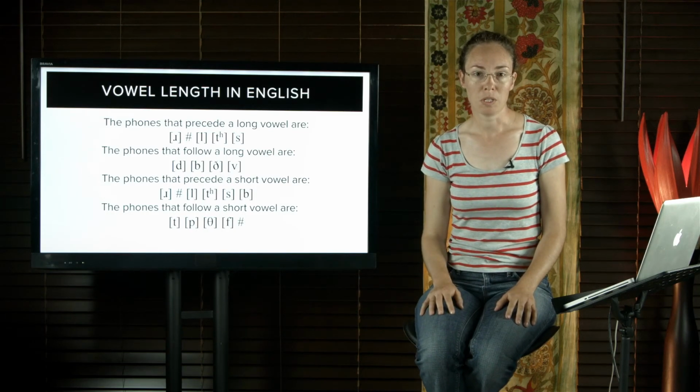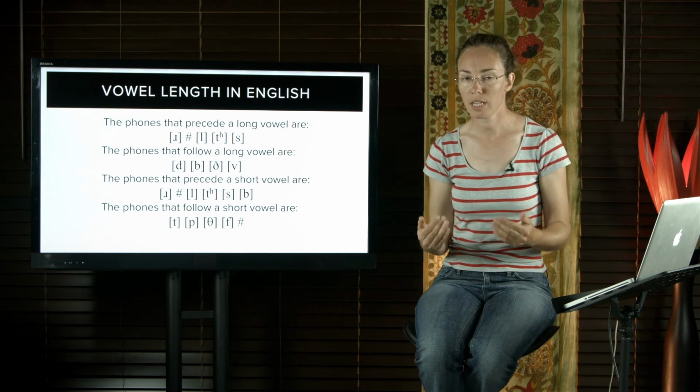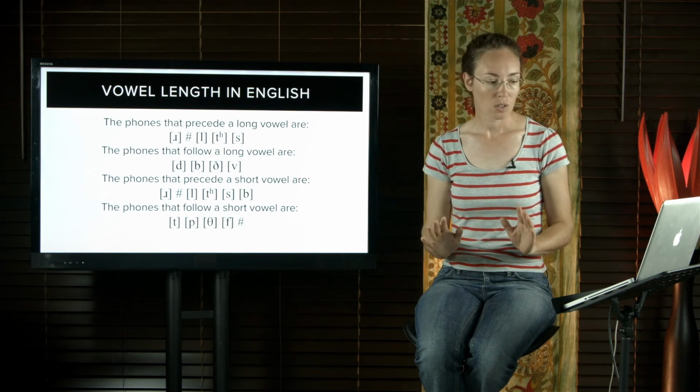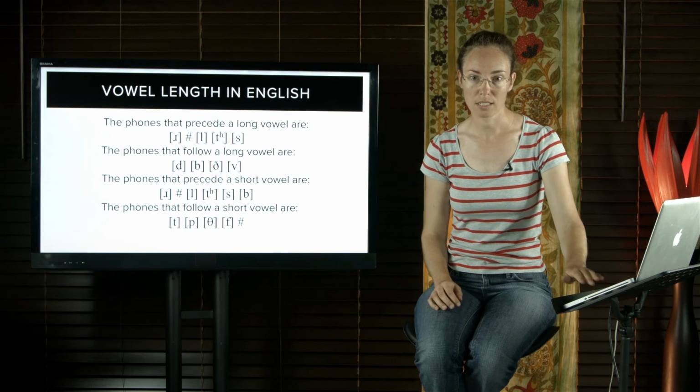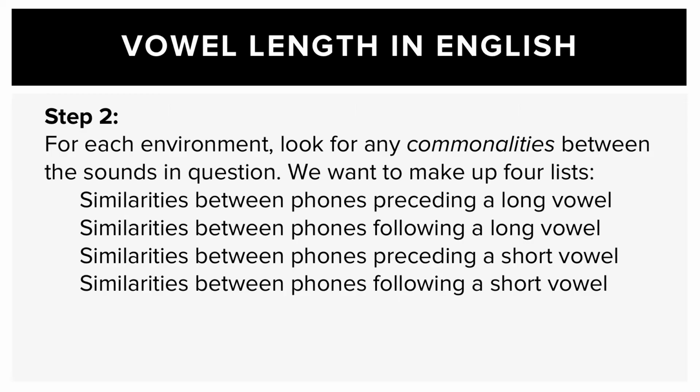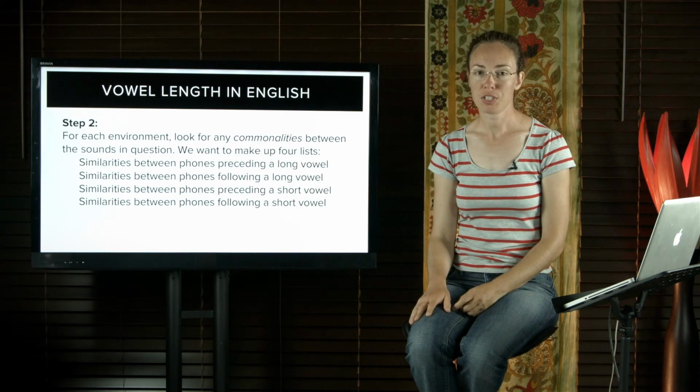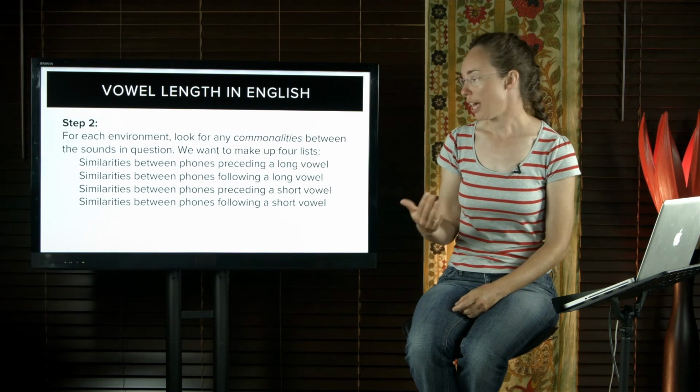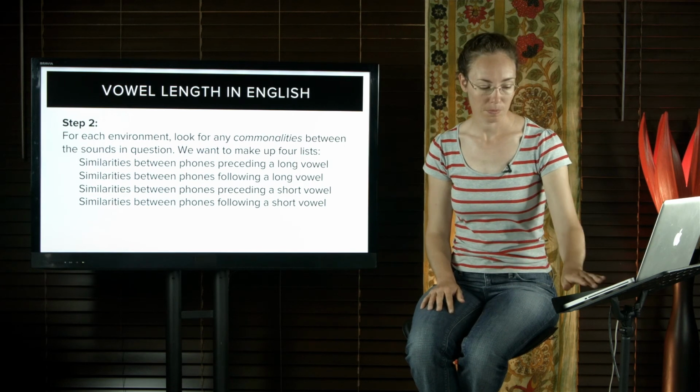For each environment, look for any commonalities between the sounds in question. So we want to make up 4 lists: the similarities between phones preceding a long vowel and the similarities between phones following a long vowel, similarities between phones preceding a short vowel and similarities between phones following a short vowel. And just note that no phones share anything in common with the hash, the end of the word.